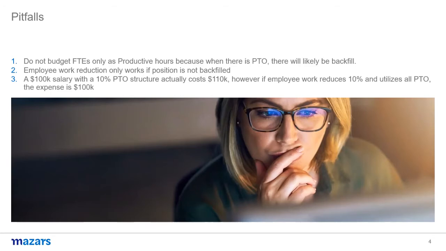The other thing to consider is that when that person goes on PTO, you may have to backfill them. Depending on the position, if it's a nurse, or a phlebotomy tech or something like that, you'll have to bring in another employee to cover those hours. So the work reduction is not really helping you on the expense side.